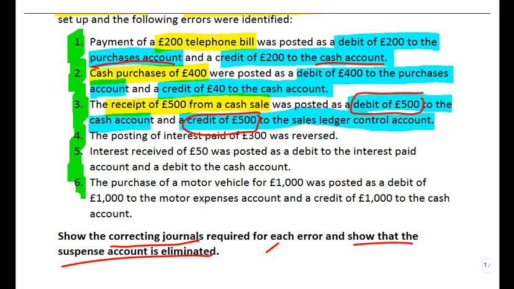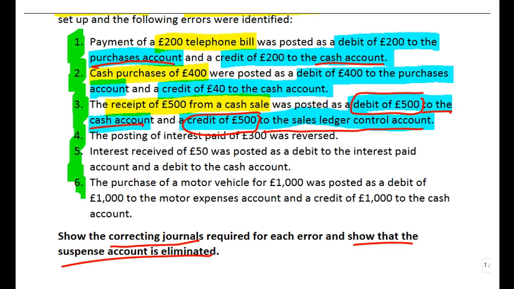Well, they debited the cash account. Now, I think that's fine because they received some cash, so we debit the cash account to show the increase in the asset. The problem is the credit side went to the sales ledger control account. Now, the sales ledger control account is what records the amount that credit customers owe you.